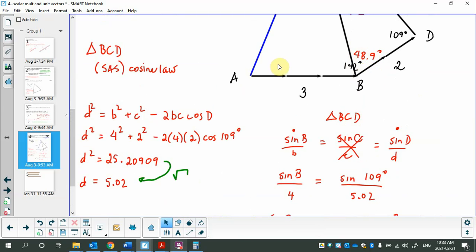my left-hand triangle. So what I'm going to do, and I'm going to do it here in blue, and then shift it down so we can see it. I'm going to take 142, which is this whole measurement, and I'm going to minus off the 48.9 to find the other B angle.